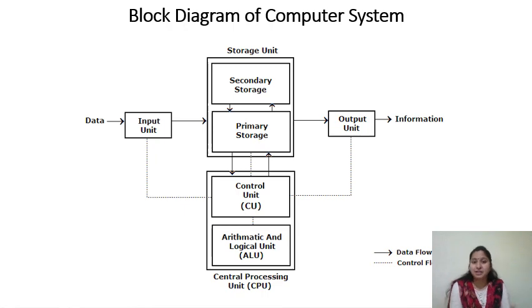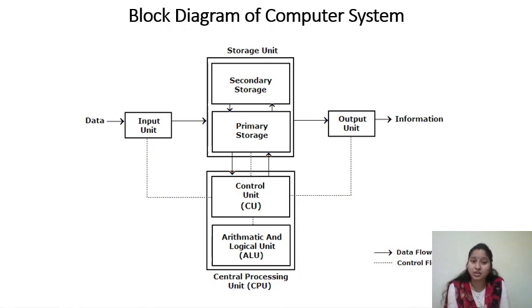That's why we can see in the diagram it is shown near to the CPU, that is central processing unit, because it is accessible by CPU only. Normal user cannot have access to the primary storage. It is computer's own memory which is only used by central processing unit for storing the data and instructions which are under execution.